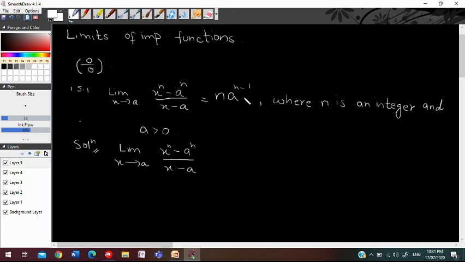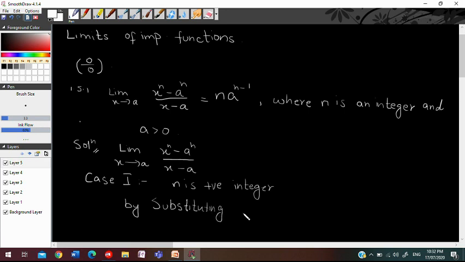For this purpose we will take two cases. In case one, n is a positive integer. Positive integer means plus 1, plus 2, plus 3, plus 4, and so on. And if we substitute, in this case n is a positive integer, by substituting x equals a in equation 1, this is our equation number 1.